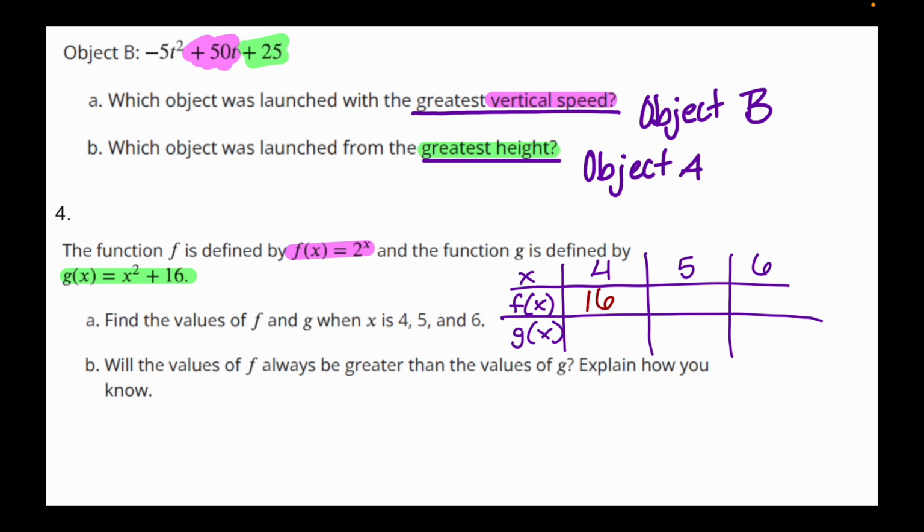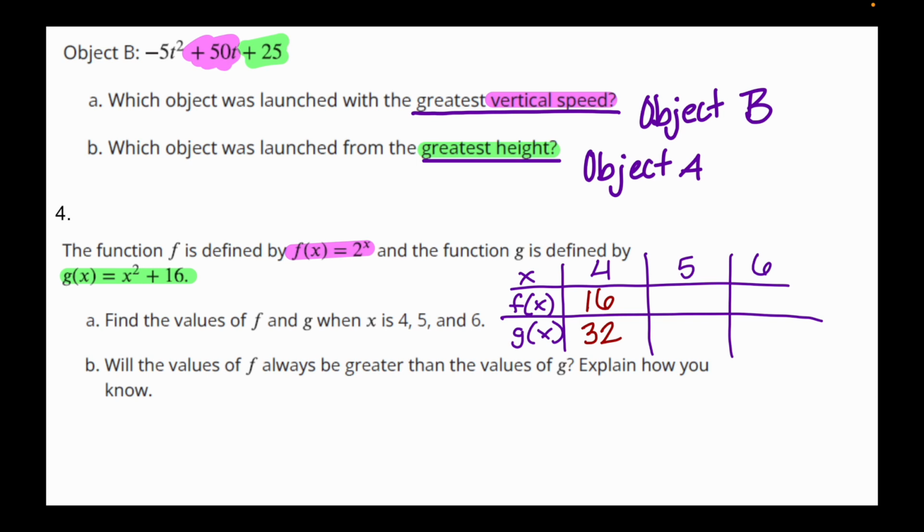Now, g of x is different. This one is x squared plus 16. So 4 squared plus 16. 4 squared is 16. This is going to be 16 plus 16, which gives us 32.